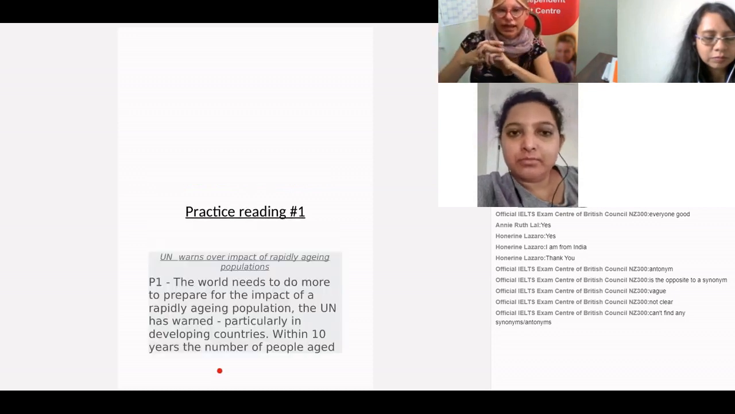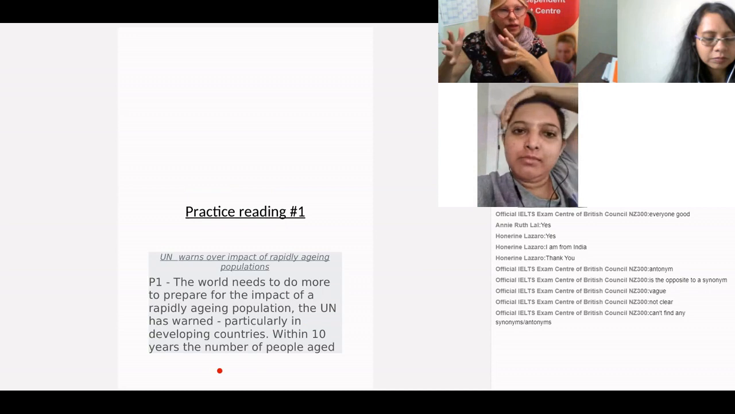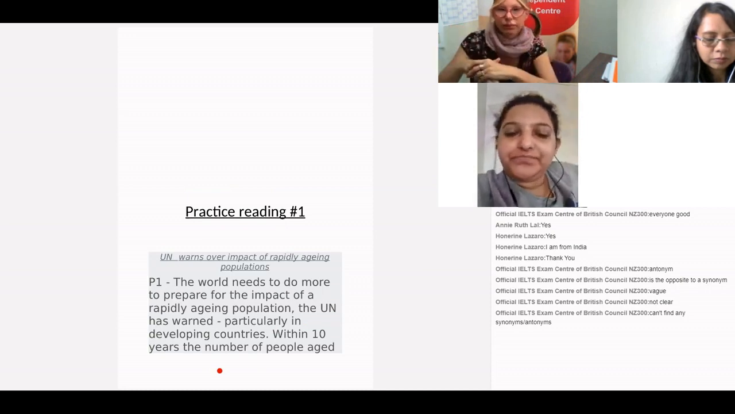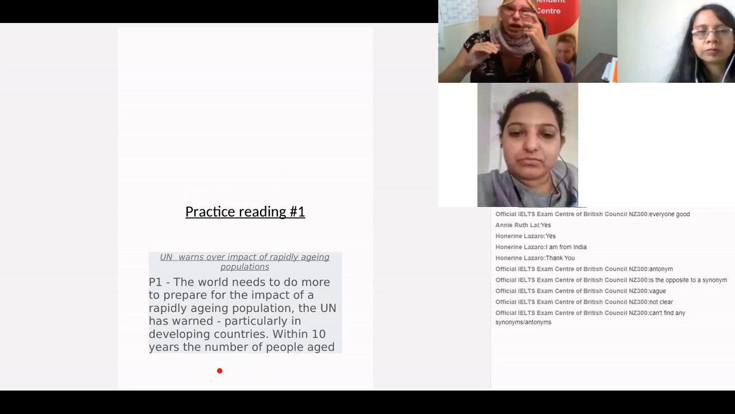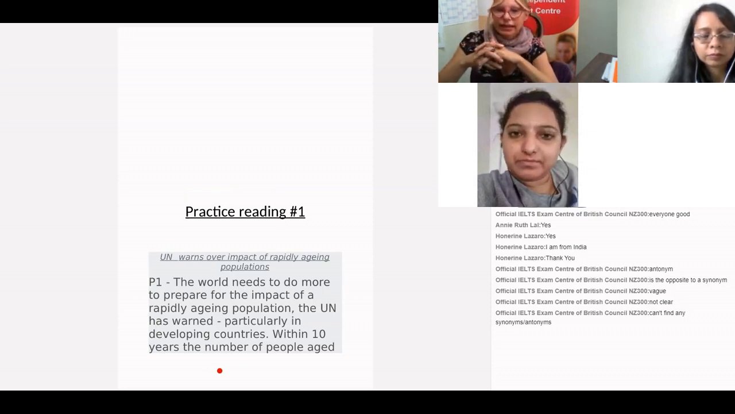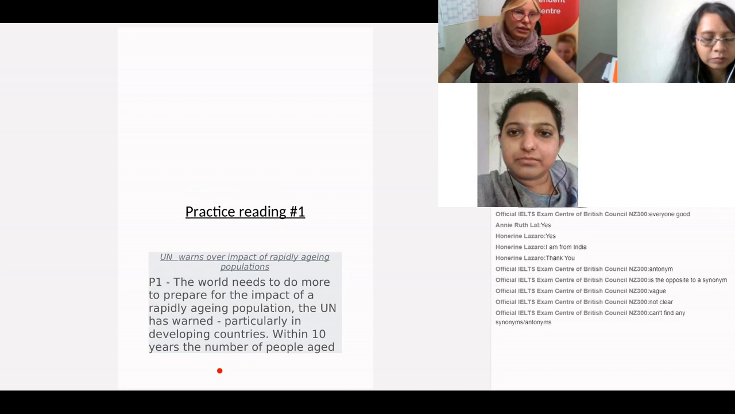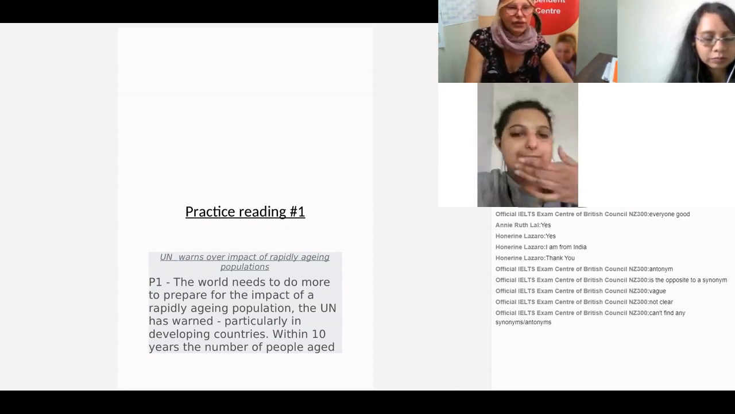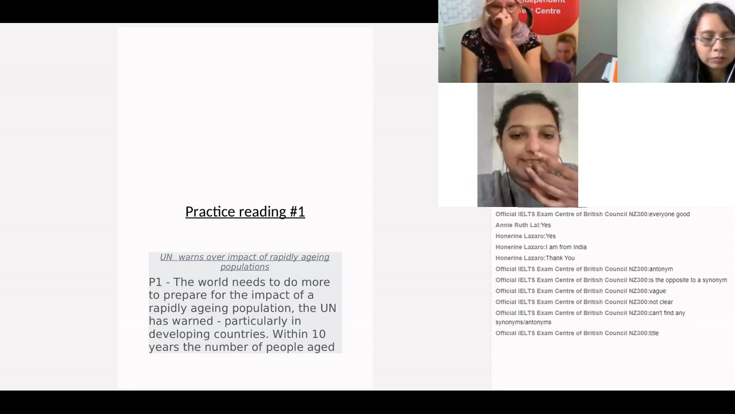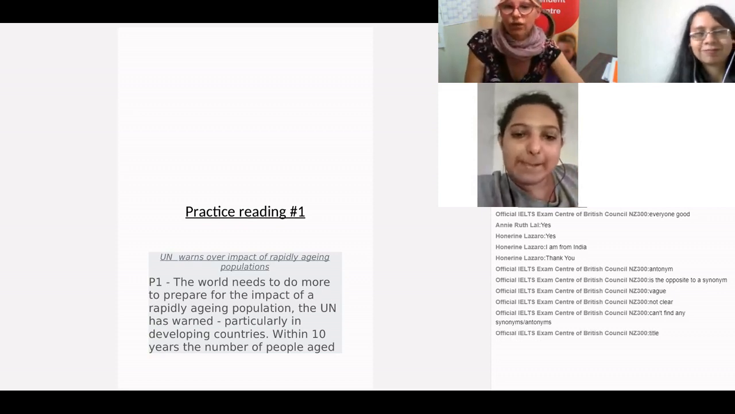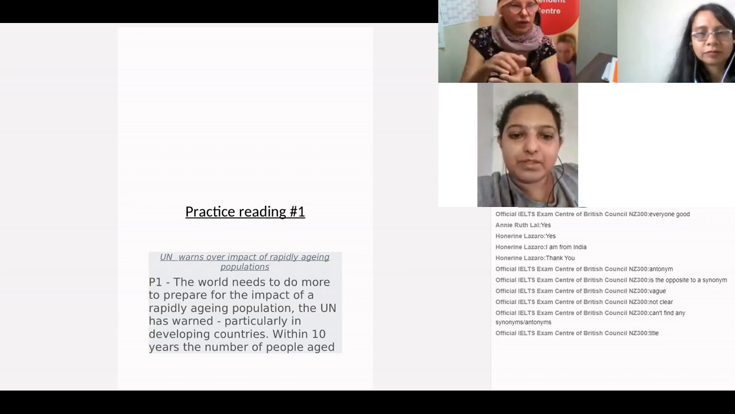Okay, so now we're going to do a practice reading ourselves, and we're going to read through a script or a text, and we've got about 7 questions or 7 statements that we're going to answer. So the first thing that we always do when we look at our reading is we look at the title. And we don't spend very long looking at the title, but we do need to look at the title to get an overview of what the topic is.